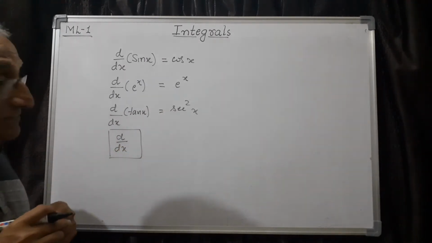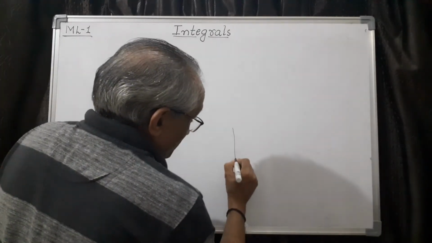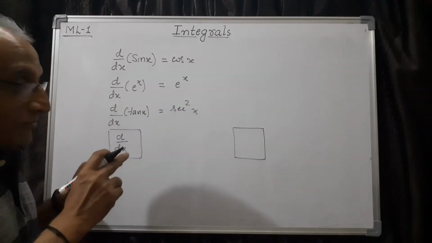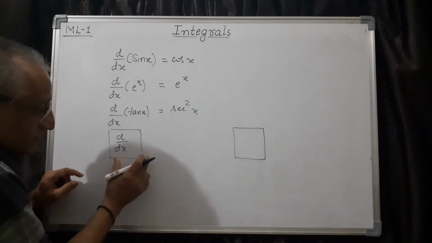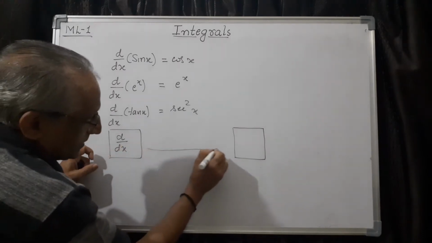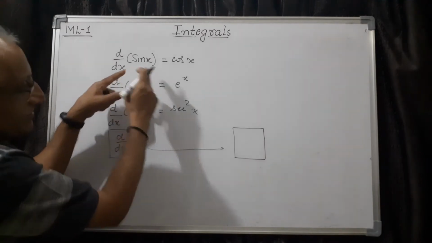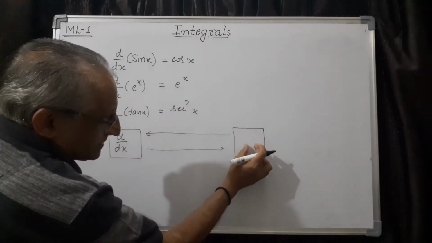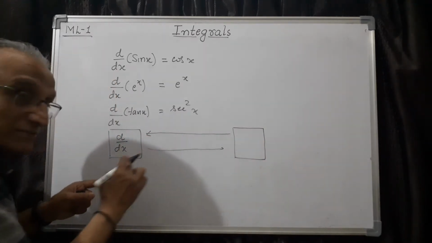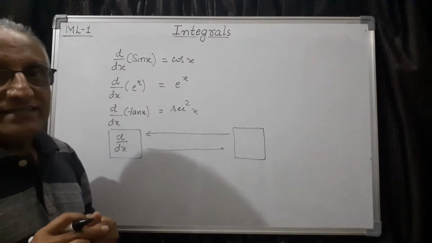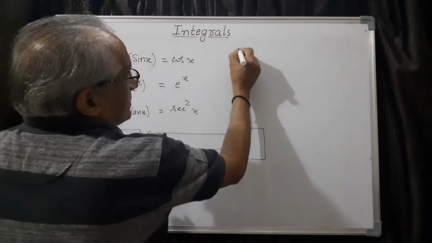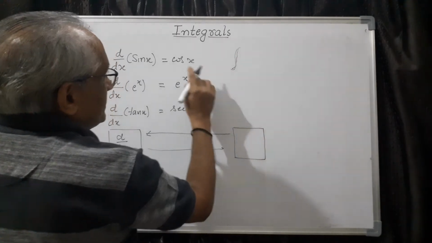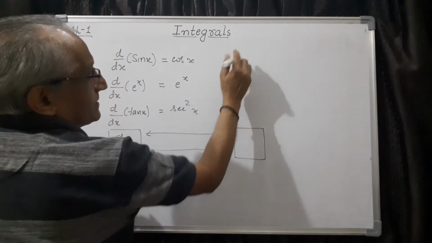Now the question is this: I want to find one more operator here. Of course, I have to decide what the symbol is. The process of this operator should be exactly the reverse process of this. This operator takes the function here to here. Now I want to find another operator which takes the function which is here to here. So it must be the reverse process. That is actually called integrals. Here d by dx we are using. Here we are using this symbol, and we write integration, and it is called integration.